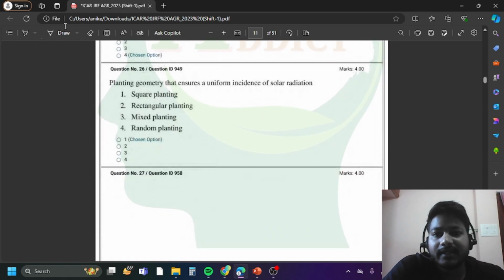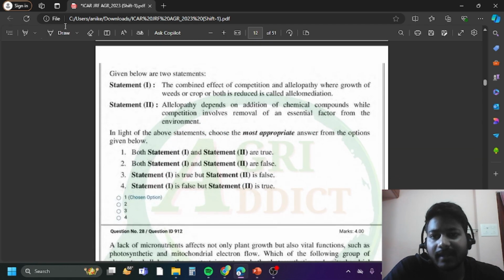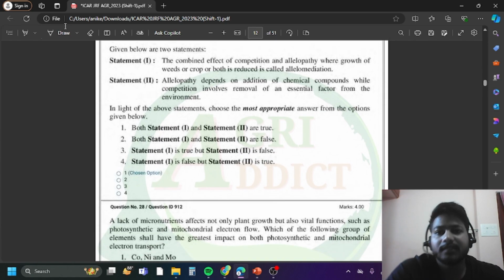Planting geometry that ensures a uniform incidence of soil. It is very general agriculture, that is square planting. Very direct question. Next question, question number 27.